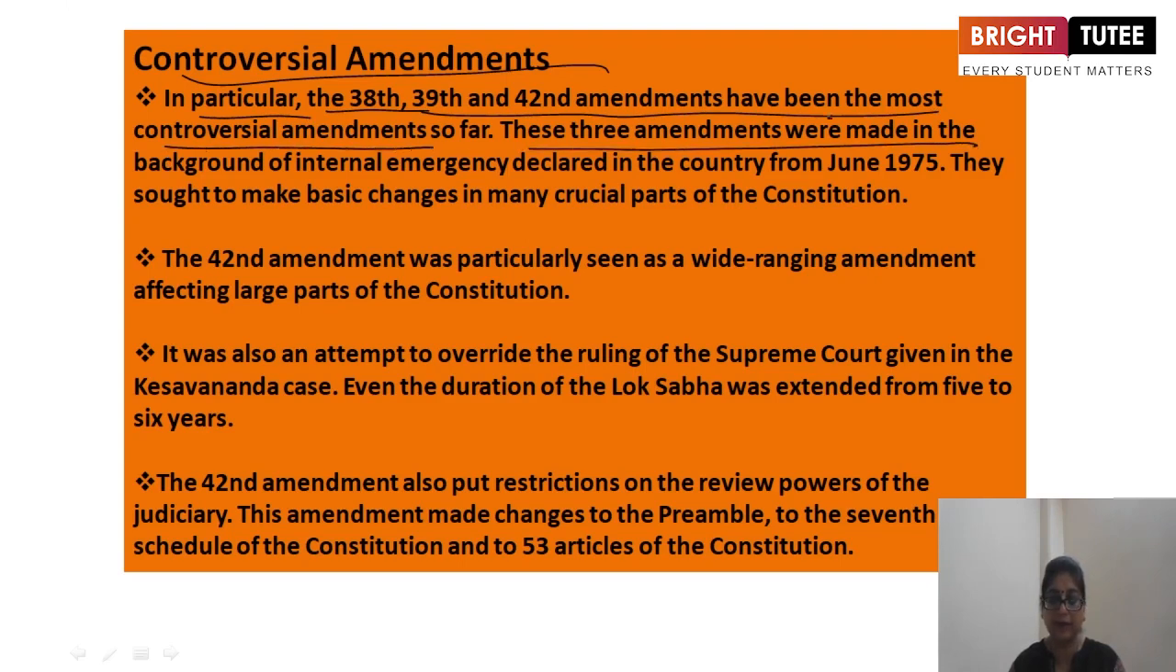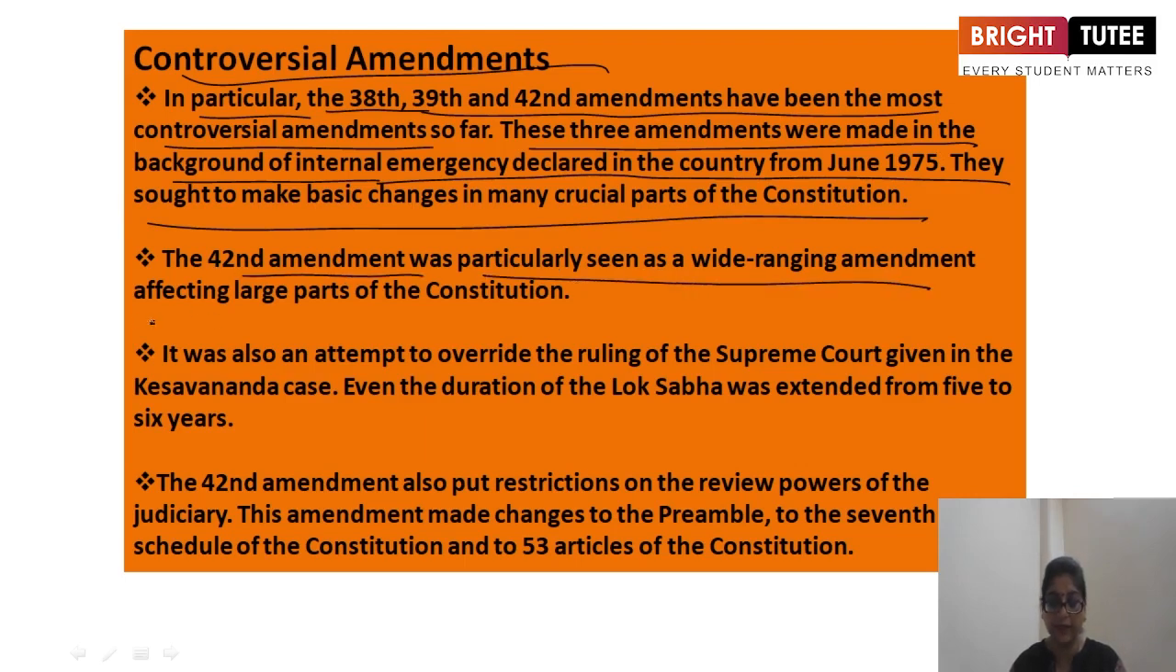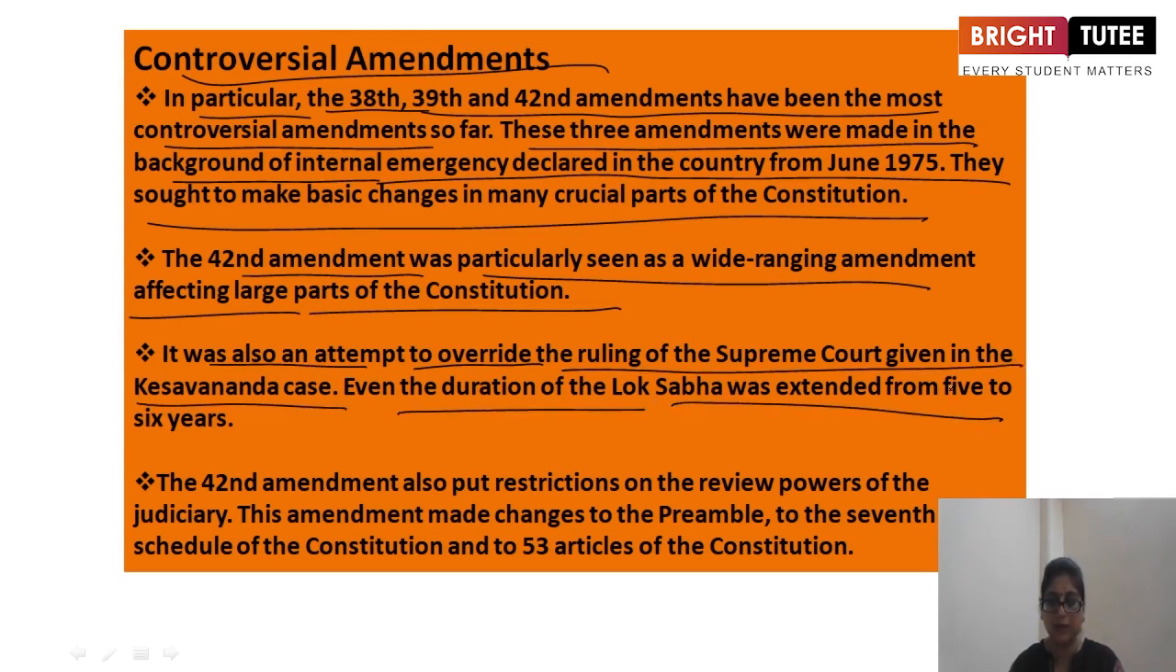These three amendments were made in the background of the internal emergency declared in the country from June 75. They sought to make basic changes in many crucial parts of the Constitution. The 42nd Amendment was particularly seen as a wide-ranging amendment affecting large parts of the Constitution. It was also an attempt to override the ruling of the Supreme Court given in the Keshavananda case. Even the duration of the Lok Sabha was extended from 5 to 6 years.